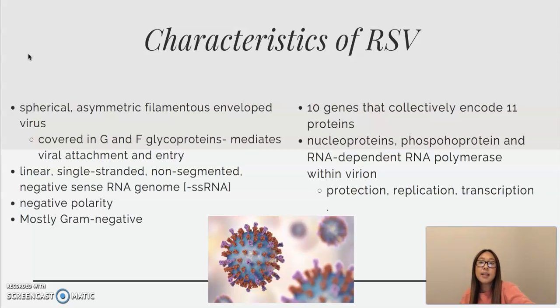And it is a linear, single-stranded, non-segmented negative sense RNA, which are mostly gram-negative, and is comprised of 10 genes that encode for 11 proteins. A few of these proteins, such as the nuclear proteins, phosphoproteins, in addition to RNA-dependent RNA polymerase within the virus, contribute to the protection, replication, and transcription of the virus.